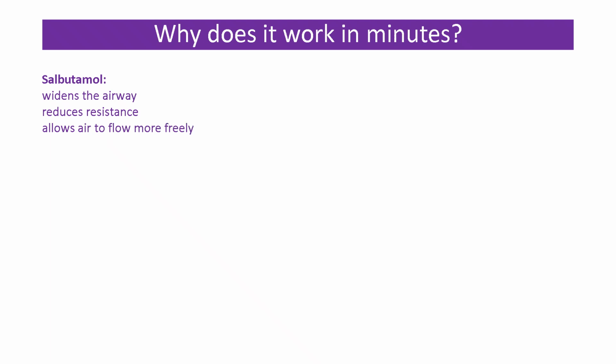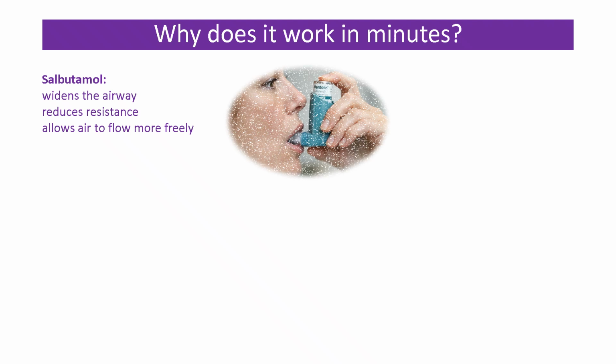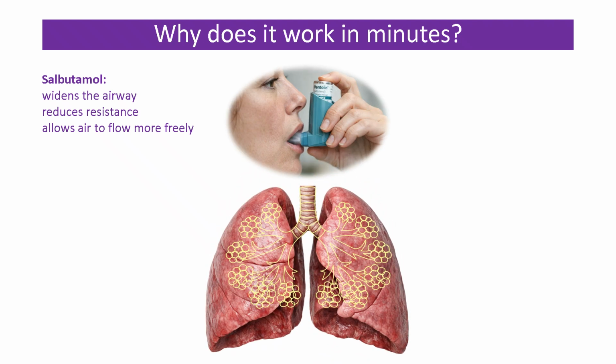But how does salbutamol work so quickly? It acts within minutes because it is inhaled directly into the lungs. This allows it to reach the airway smooth muscle rapidly, where it can bind to beta-2 receptors. There's no need to wait for distribution through the whole body, which makes it ideal for rapid relief of asthma symptoms.